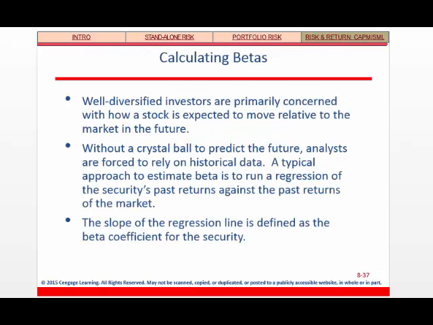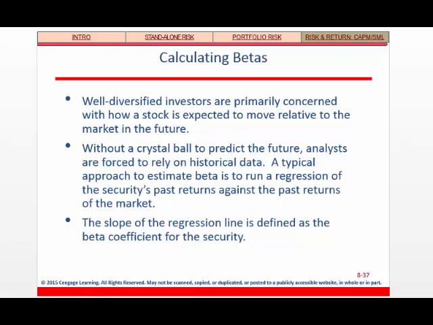Now, when you're calculating betas, what you're really wanting to know is not what they're doing now, but what they're going to do in the future. Unfortunately, none of us have a crystal ball, so we pretty much have to rely on historical data. So if you look at all the past data, the slope of that line is really going to help you define what your beta coefficient is for that security.